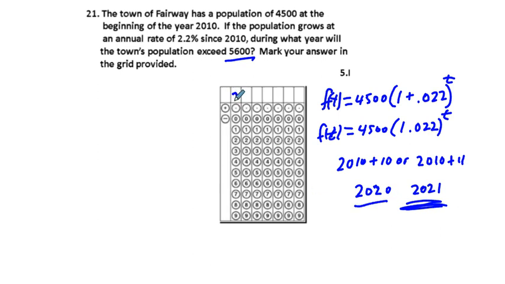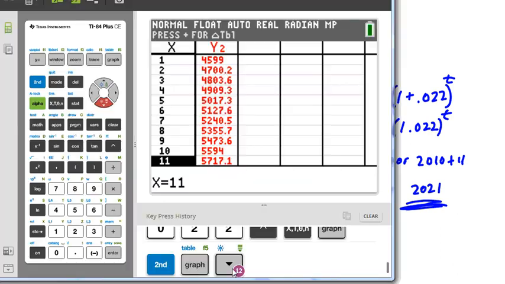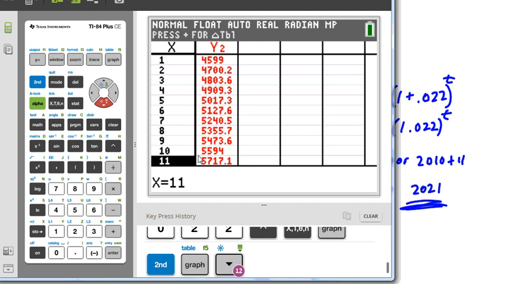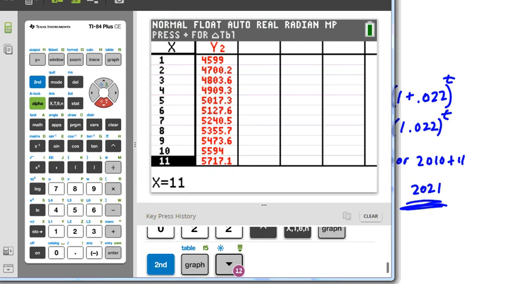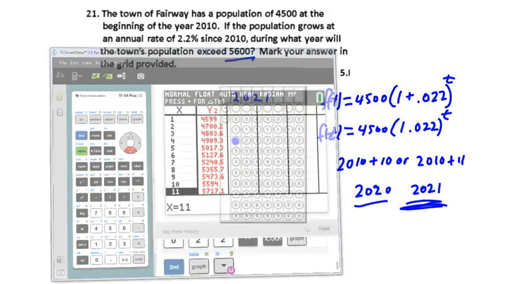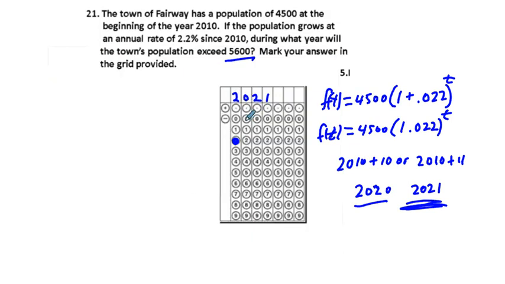So I'm going to put 2021. And again, 2021 is post 2010 because we were just a few people short. We were 6 people short at the end of 2010. So we needed to get into 2021 so 6 more people could come on. We could have that amount of 5,600.